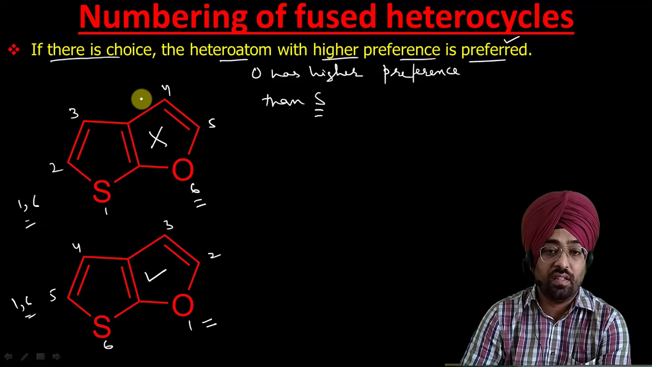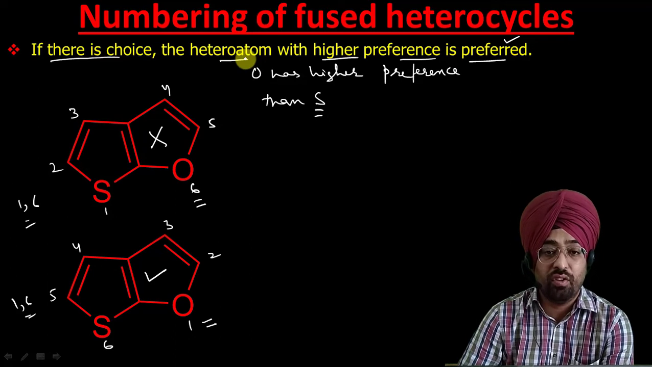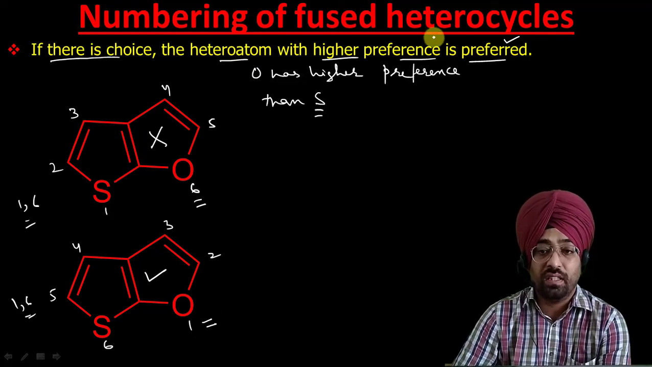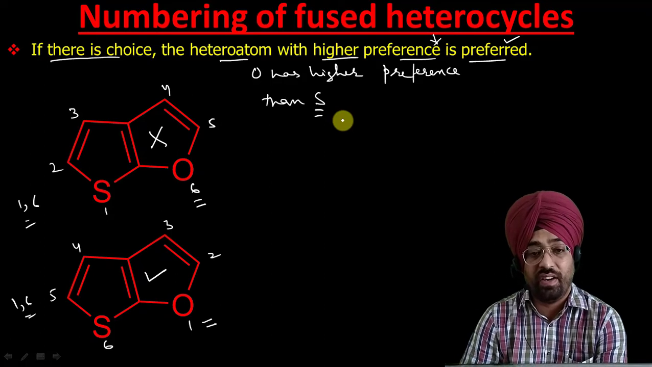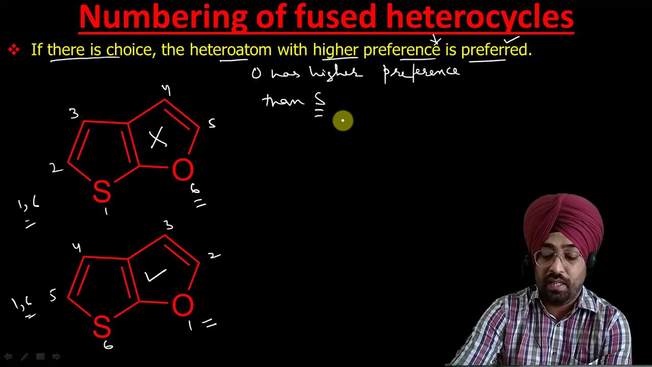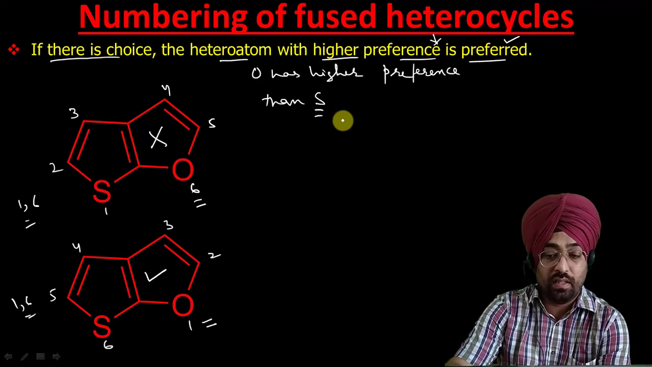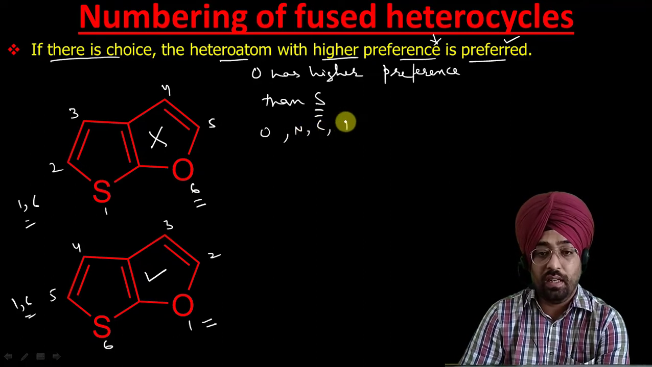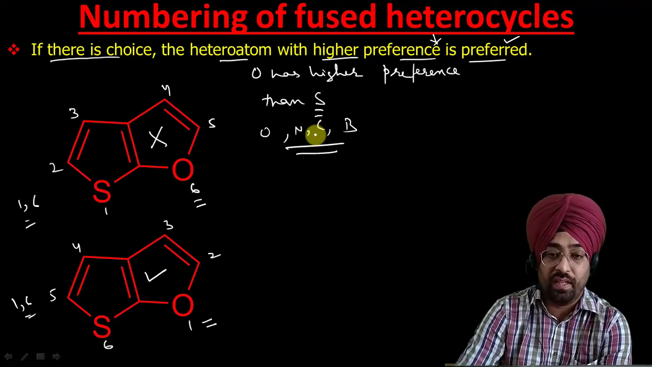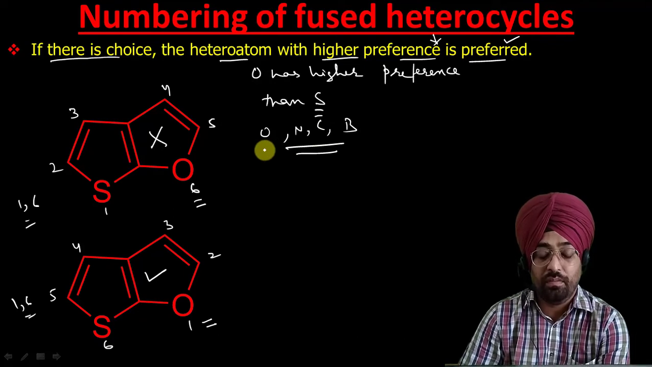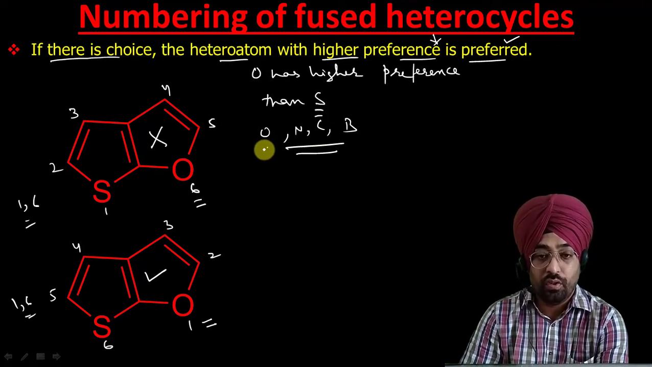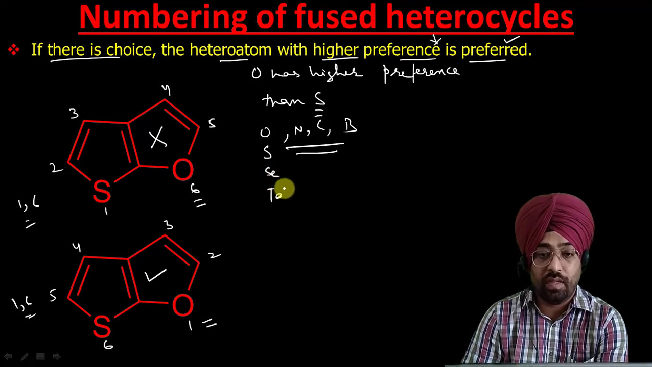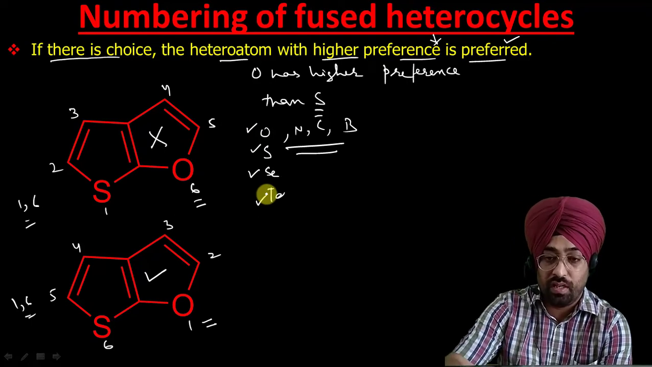So this rule says if there is a choice, we have to give the lowest locant to the heteroatom which has higher preference, and this preference we have already discussed many times. I already presented a table in my previous lecture, so you can consult that again. The rule was simple: first oxygen family, then nitrogen, then carbon, then boron family. This is the order of preference. And if atoms are in the same group of the periodic table, so oxygen, sulfur, selenium, tellurium, then oxygen has higher preference than sulfur, selenium has higher than tellurium. So the rule follows like this.